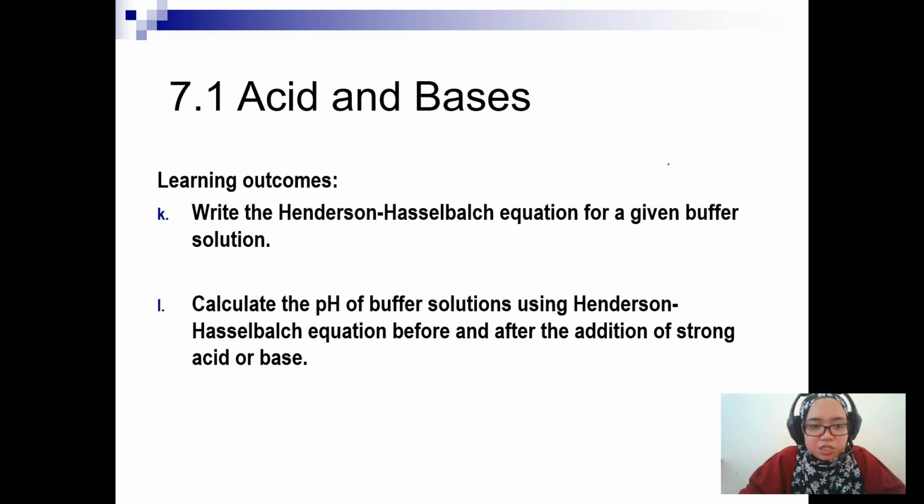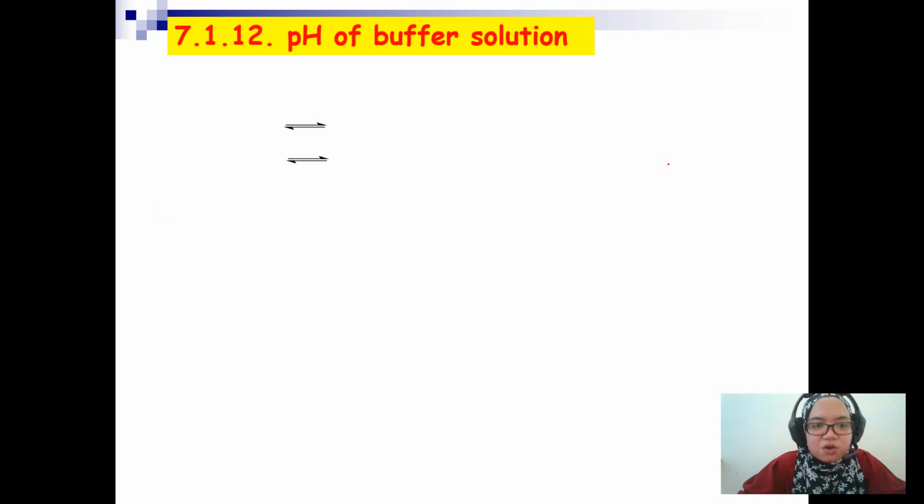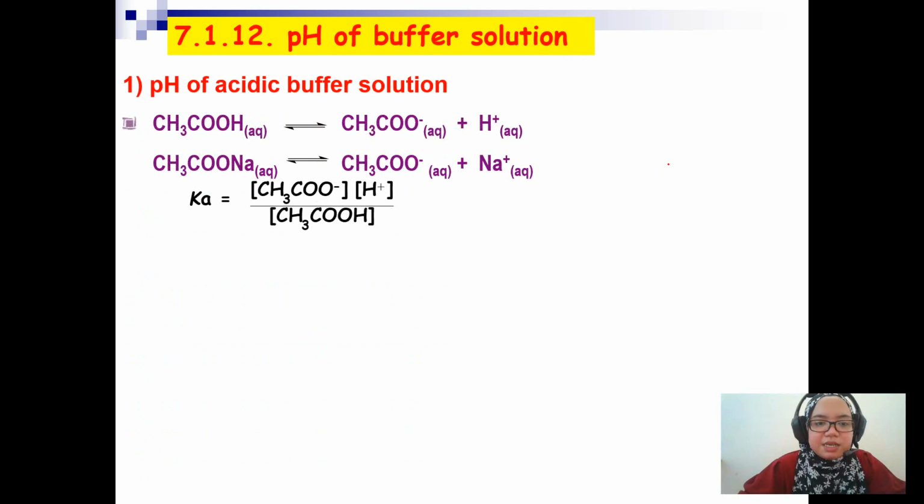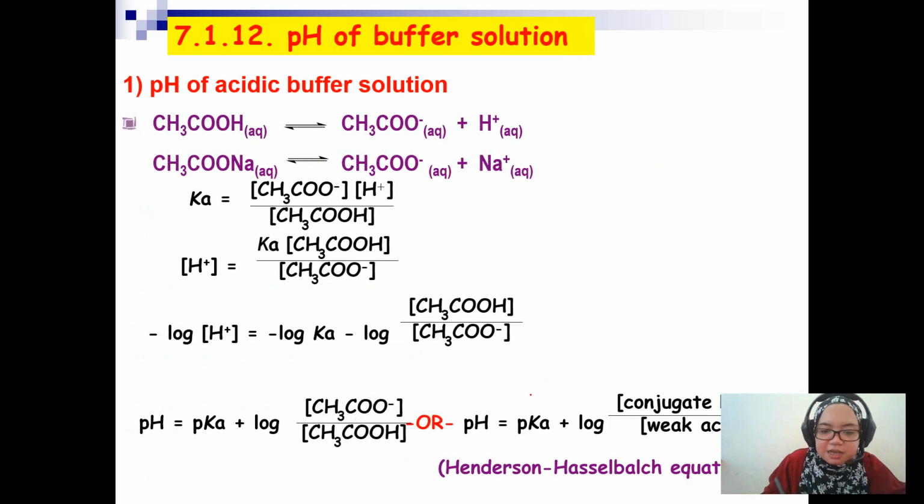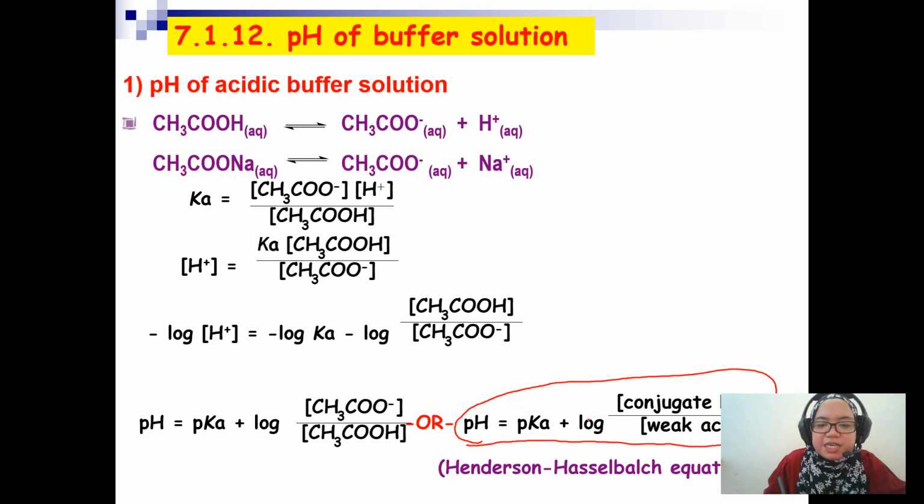Okay, so now kita nak pergi ke learning outcome seterusnya, iaitu kita nak write the Henderson-Hasselbalch equation untuk buffer solution and calculate the pH of buffer solution using the Henderson-Hasselbalch equation before and after the addition of strong acid or strong base. Okay, so basically this is the Henderson-Hasselbalch equation. So it says that pH is equal to pKa plus log conjugate base divided by weak acid. So ini untuk acidic buffer solution. So kita guna pKa lah kan, betul?